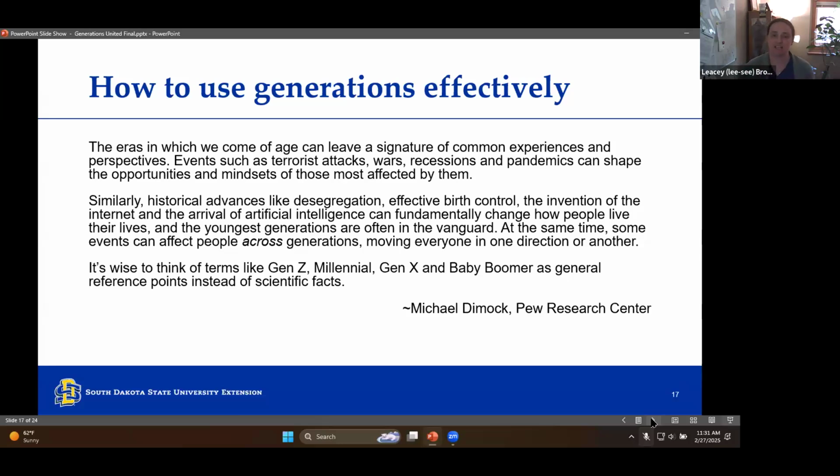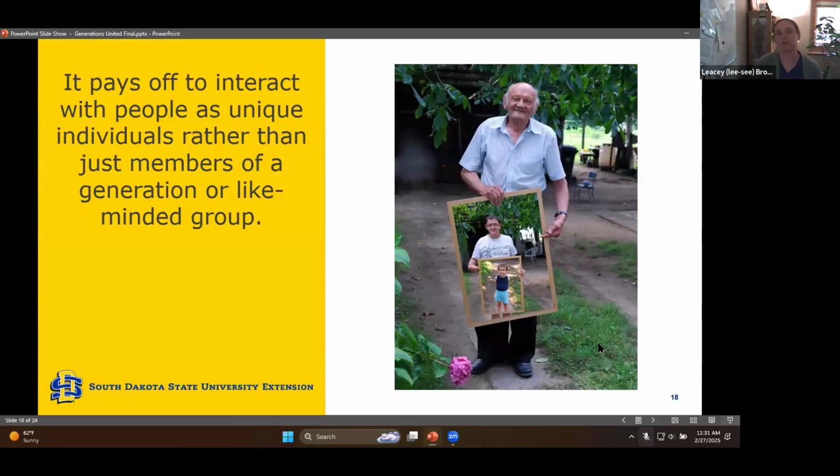It is wise to think of terms like Gen X, millennial, Gen Z, and baby boomer as general reference points instead of scientific facts about another person. It pays off to interact with people as unique individuals rather than just members of a generation or some other group. So that is the key thing I really want you to take from all this teasing apart of generations that we have done today. Try to avoid thinking of people as just members of a generation with similar traits. We are all individuals. We all have different life experiences that truly do shape how we interact with the world around us.